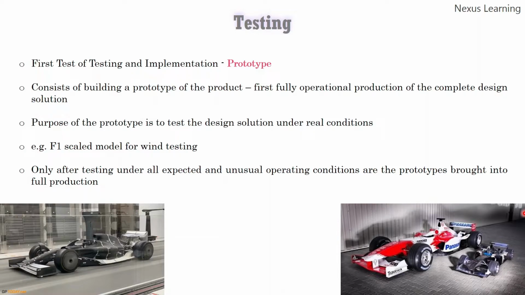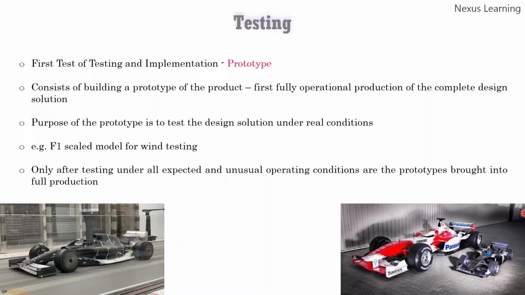Now they have built a scaled down model, and they have put it into a wind tunnel, and they have tested all the things which are required. They have tested the stability, they have tested the ergonomics, they have tested the aerodynamics, everything they have tested. Once all the testing is done, they have got the results, they know where to improve. Then they launched the 1-to-1 scale car.